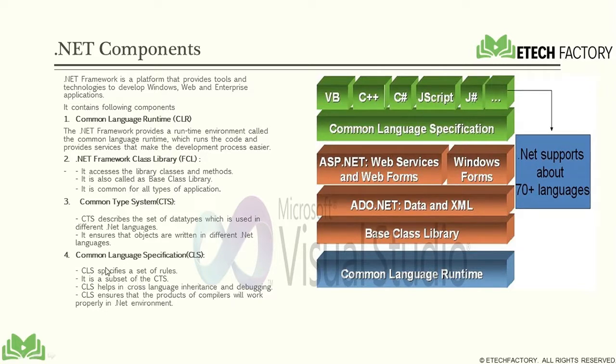The fourth one is the Common Language Specification, CLS. CLS specifies a set of rules. It is a subset of CTS. CLS helps in cross-language inheritance and debugging. CLS ensures that the products of compilers will work properly in the .NET environment.